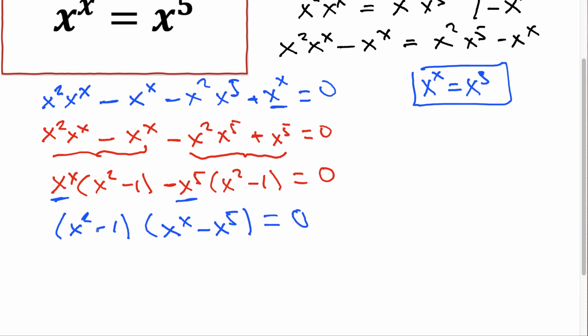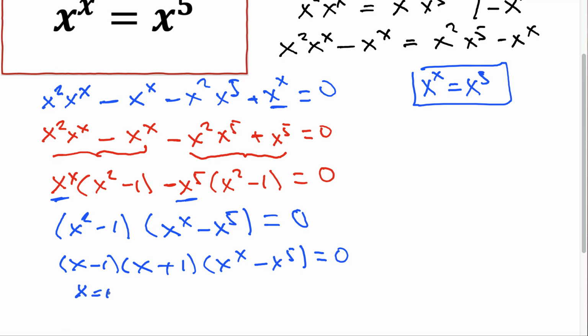And now, this factor I can factor further. This we can factor as x minus 1 times x plus 1, and x to the x minus x to the 5 is equal to 0. So that's what we can write. And according to the zero factor theorem, we can write x minus 1 is equal to 0. I'm taking a shortcut, and here x is equal to 1 is one solution. So this is very easy. And if we take x plus 1 equated with 0 and solve for x, x is going to be equal to minus 1. That's what we have here.